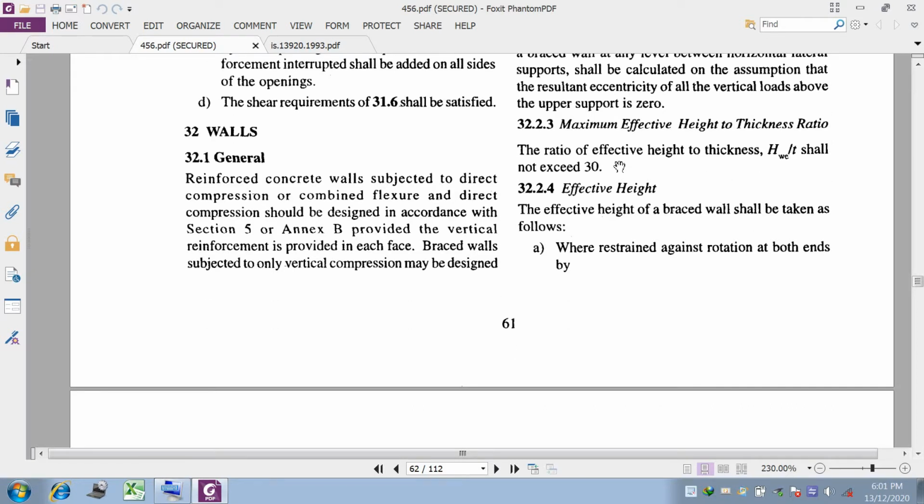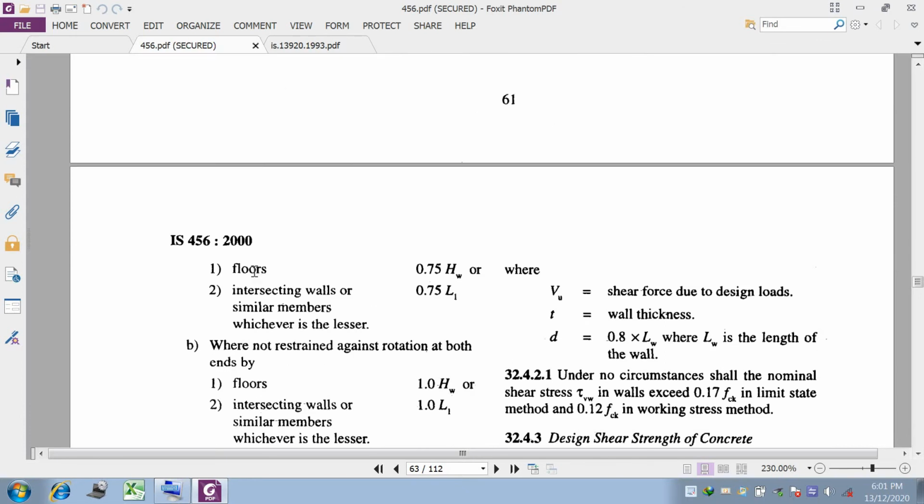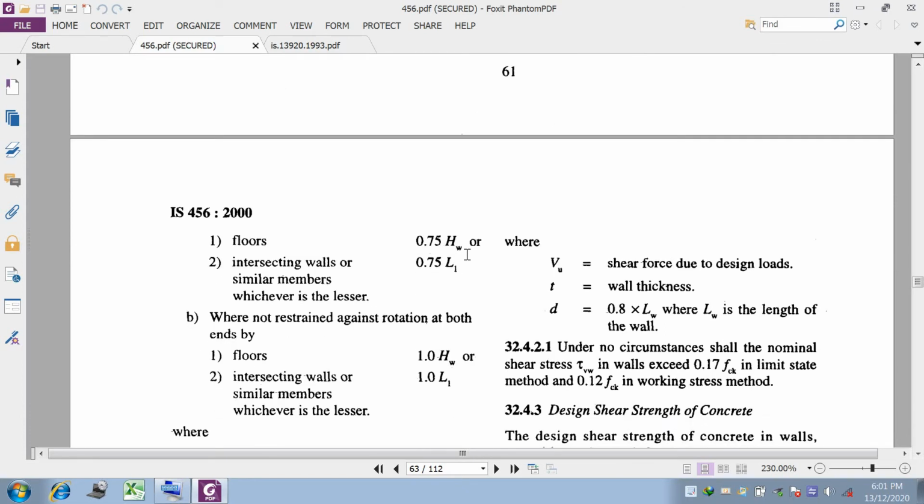Then the effective height. How the effective height is calculated, and the parameters on the basis of which the effective height can be decided, are mentioned here. First of all, where the restraint against the rotation at both the ends by the floors, it is equal to 0.075 times H. Then intersection of the wall or similar member, whichever is less, is 0.75 times L1.